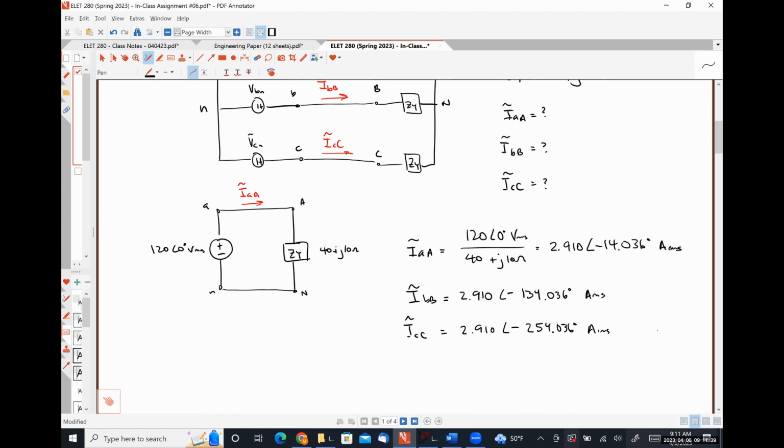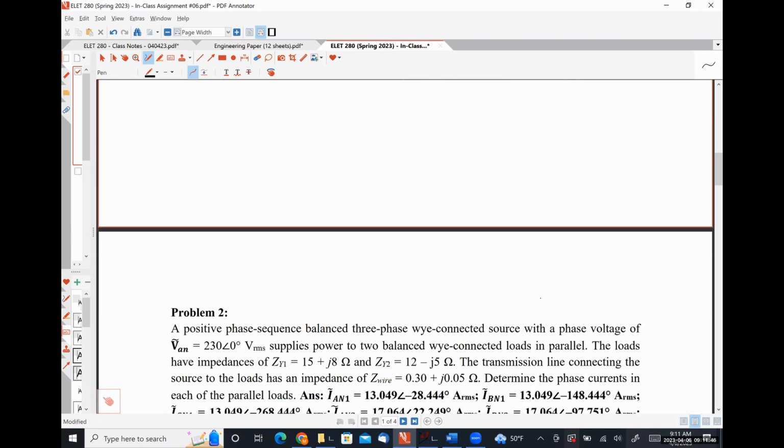So any questions about this? All right, so let's take a crack at problem 2.